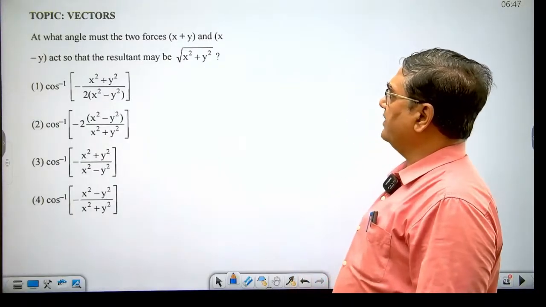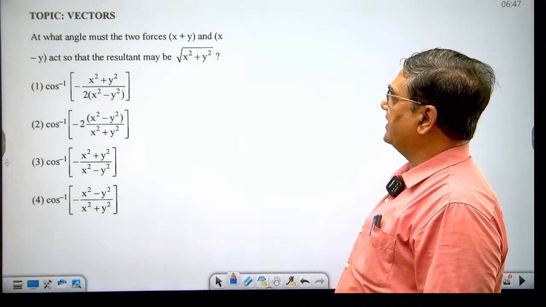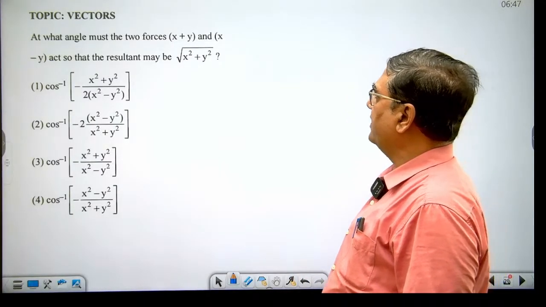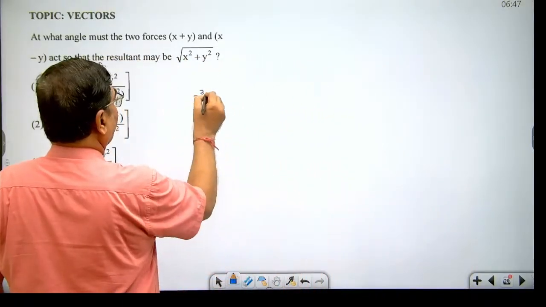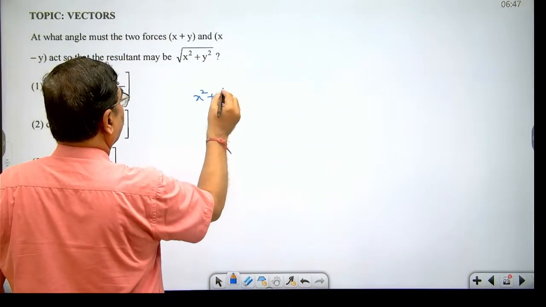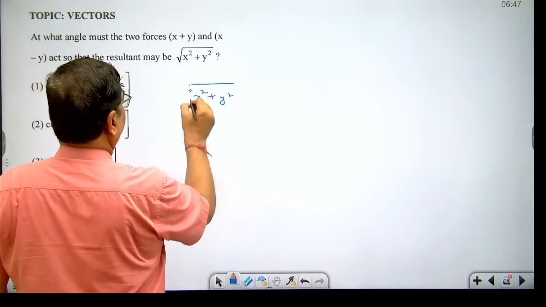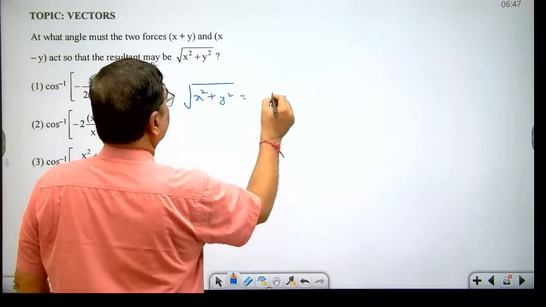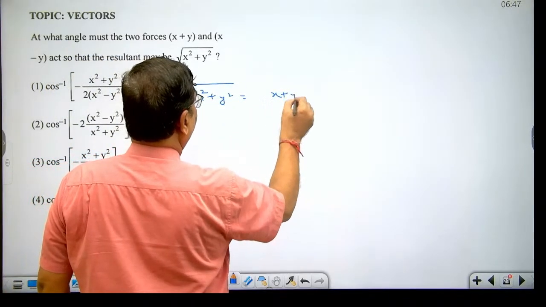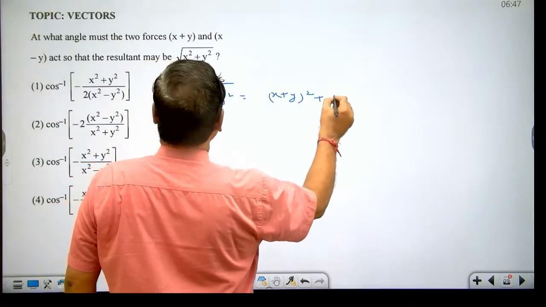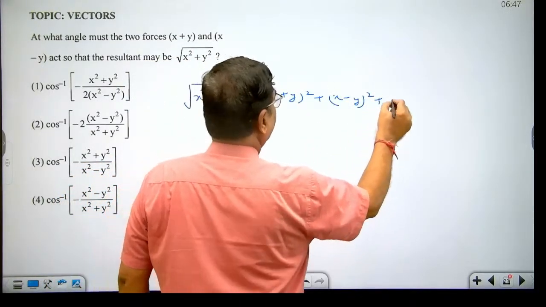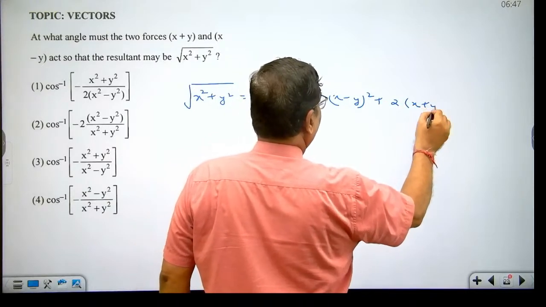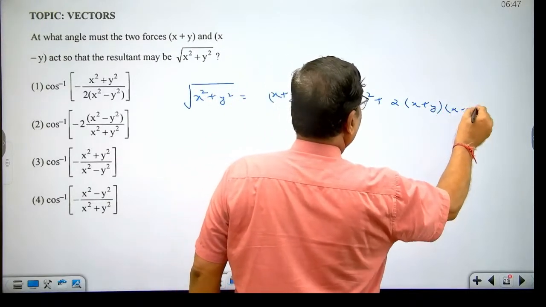At what angle must the two forces x plus y and x minus y act so that the resultant may become under root x square plus y square? Dear student, this is the formula of resultant: R square equal to P square plus Q square plus 2 P Q into cos theta.